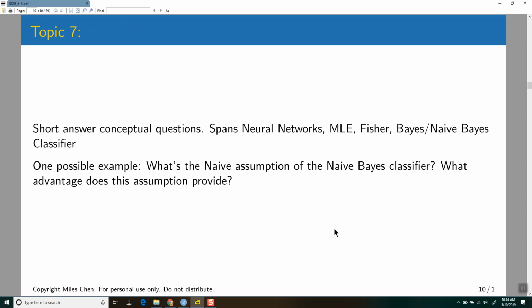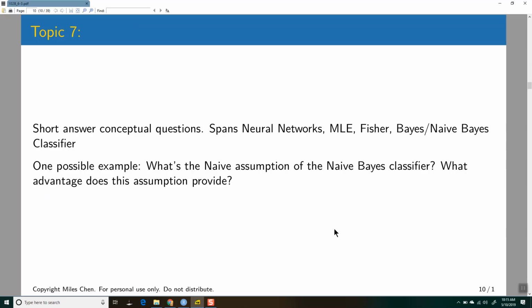And then the last, just some short answer conceptual questions. I'm not going to tell you what they are, but a possible example would be something like, what's the naive assumption of the naive Bayes classifier, and what advantage does this assumption provide? And you would tell me, covariance between predictor variables is 0. Yes, that's the naive assumption.